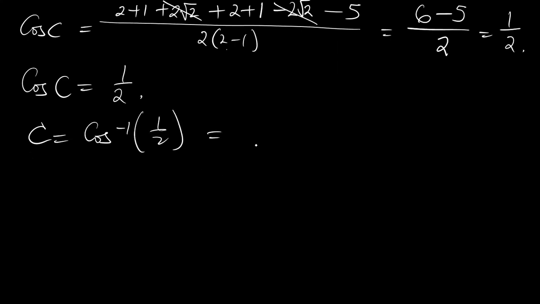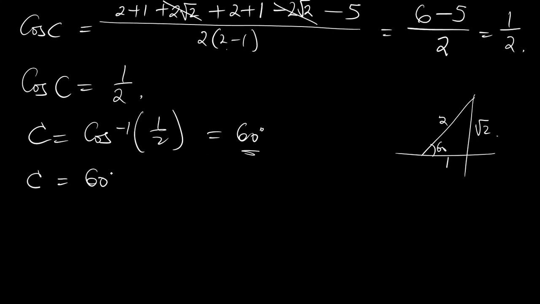So now let's look at this triangle: here is 60, here is 2, here is 1, here is root 2. So cos inverse of half will give us 60 degrees, meaning that C is equal to 60 degrees. So that is the angle C.